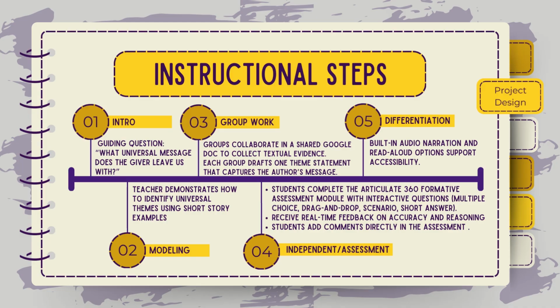For the independent assessment, students complete an interactive Articulate 360 Rise assessment that includes multiple choice, drag and drop, scenario, and short answer questions. The platform provides real-time feedback, allowing students to immediately see where their understanding is strong or needs improvement. Students then add comments directly in the assessment to reflect on their learning and respond to feedback. Finally, built-in differentiation features such as audio narration and read-aloud controls support accessibility for all learners.